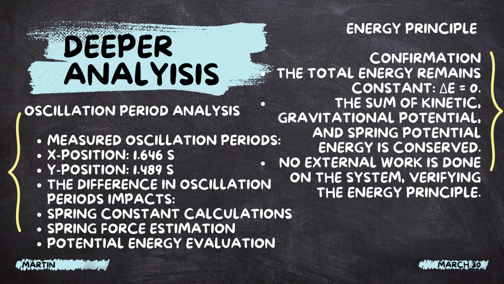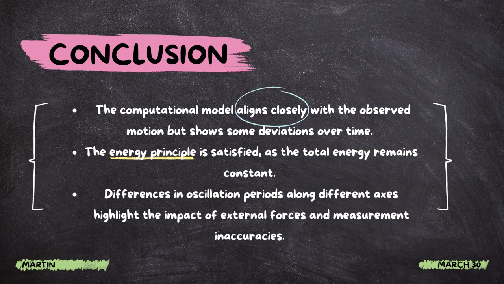Possible causes of discrepancies include drag forces and errors in Tracker analysis. In conclusion, the computational model aligns closely with the observed motion but shows some deviations over time. The energy principle is satisfied as the total energy remains constant. Differences in oscillation periods along different axes highlight the impact of external forces and measurement inaccuracy.